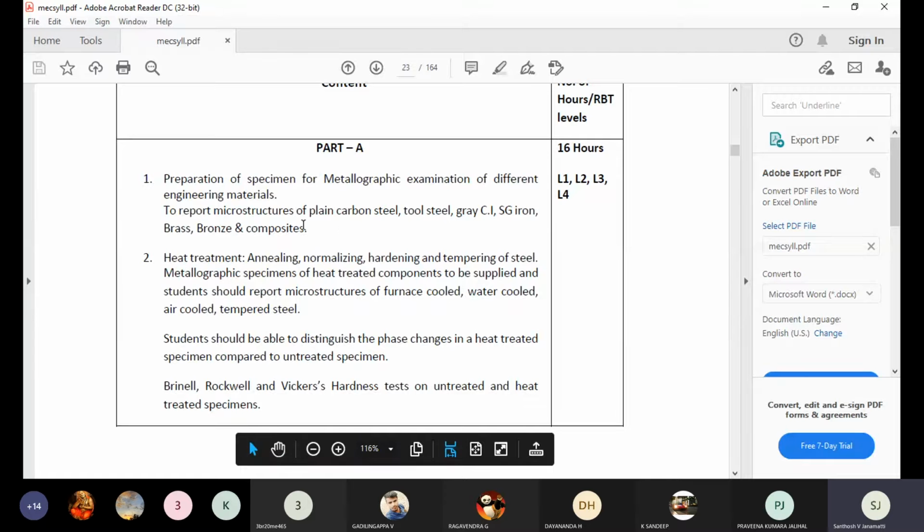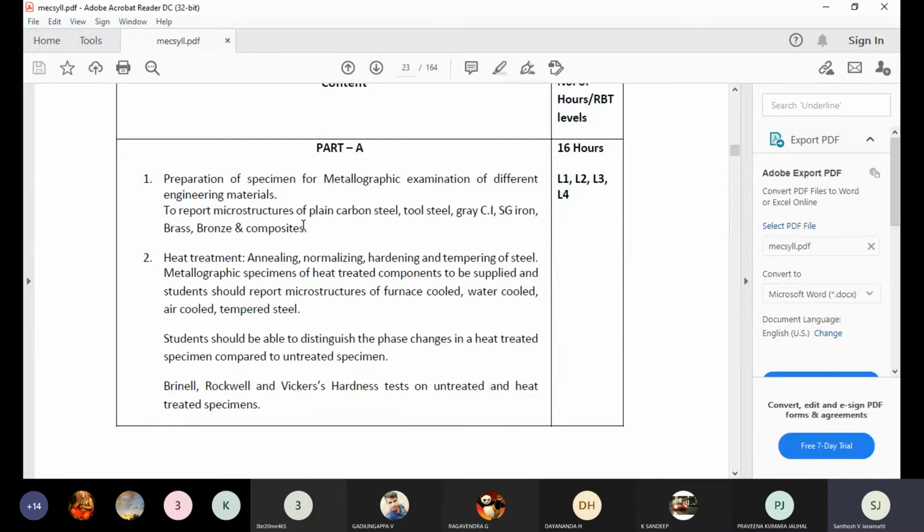In part A, I would like to introduce the experiments. The first is the preparation of a specimen for metallurgical examinations of different engineering materials. So it is the preparation of specimens for metallurgical, not metallographical, examinations. Metallographical examination means we need to know the composition present in a particular sample. Sometimes the sample is a cast iron, sometimes a steel, or sometimes any other alloying sample.